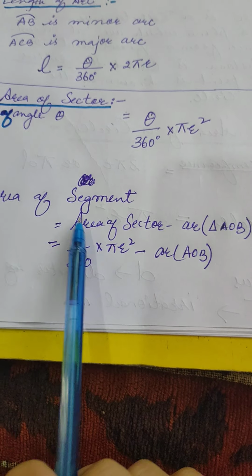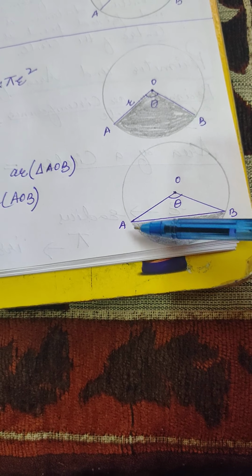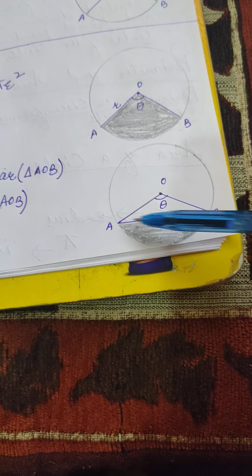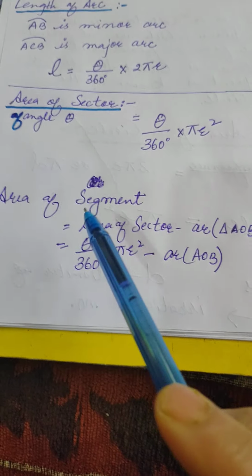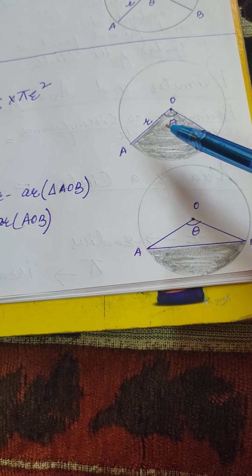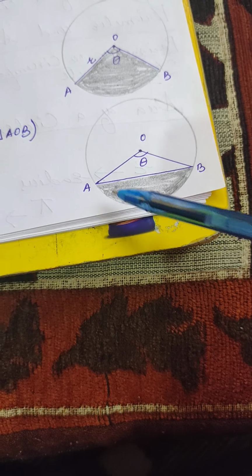Now comes area of segment. What is a segment? Segment is the region covered by arc and chord of a circle. Sector is different from segment. Sector is the region covered by arc and radii of the circle, and segment is the region covered by arc and chord of a circle.